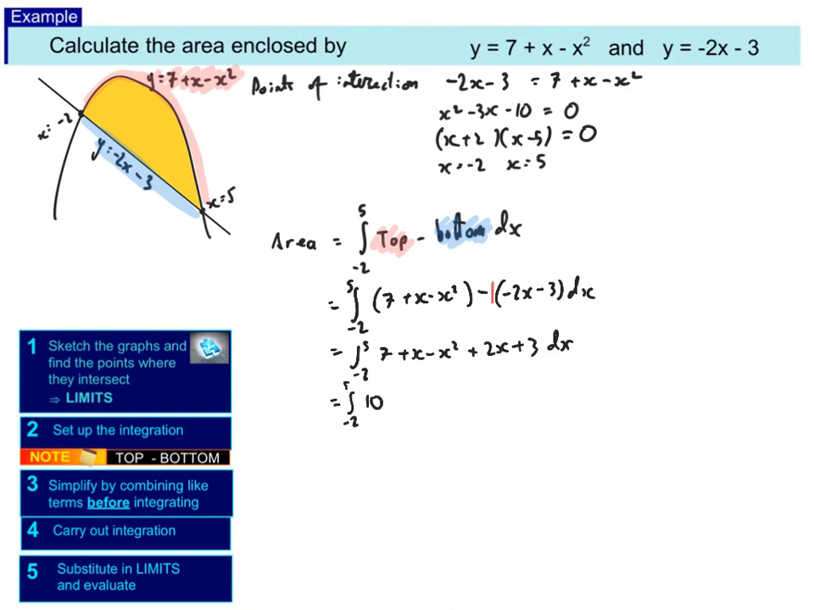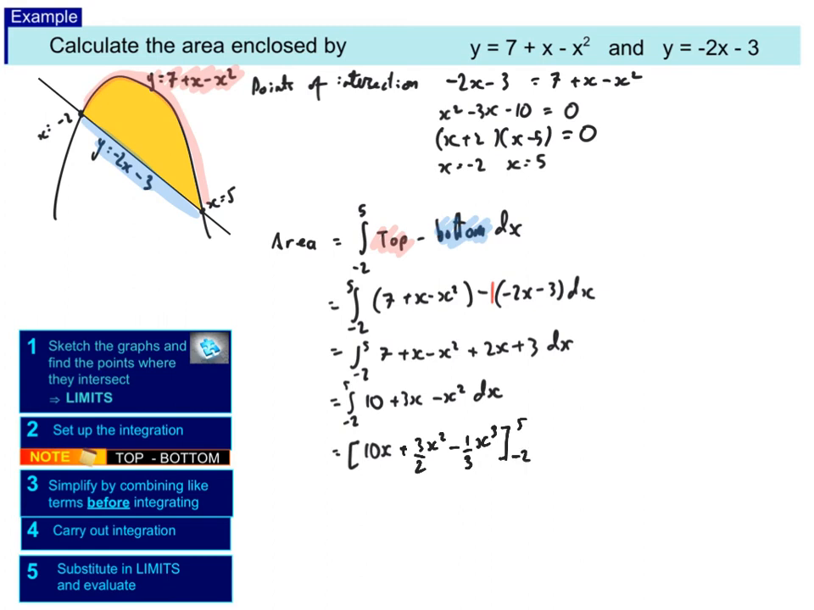7 plus 3 is 10. x plus 2x is plus 3x minus x squared. 10, that is going to integrate to 10x. The 3x, well, the x is going to go up to an x squared, and I need to divide by that new power. So I'll have 3 over 2 x squared. My x squared, that will change to x cubed, and I need to divide that by 3. So 1/3 of x cubed.